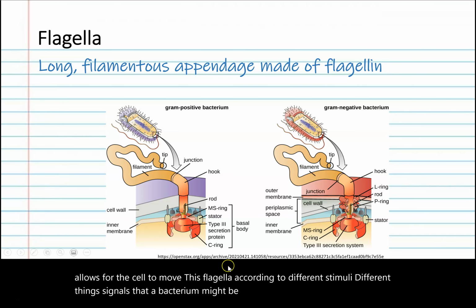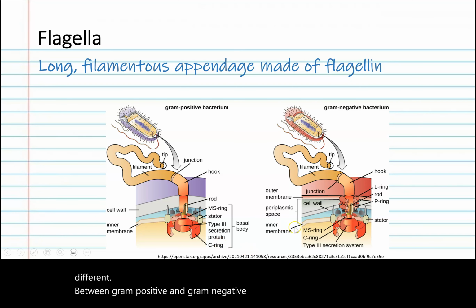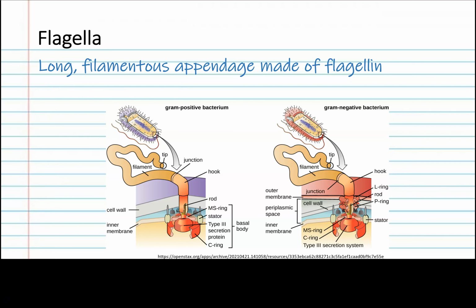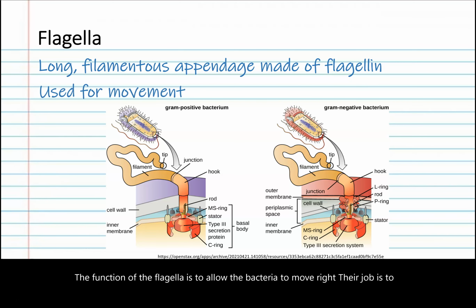So the structure is a little bit different between gram-positive and gram-negative cells, because in a gram-negative cell you have that outer membrane. So in a gram-positive cell you just have one kind of motor arrangement. In a gram-negative cell you have the motor and then you have a set of rings that embed this flagella into the outer membrane. The function of the flagella is to allow the bacteria to move, right? Their job is to propel an organism through an aqueous environment, through a watery environment.